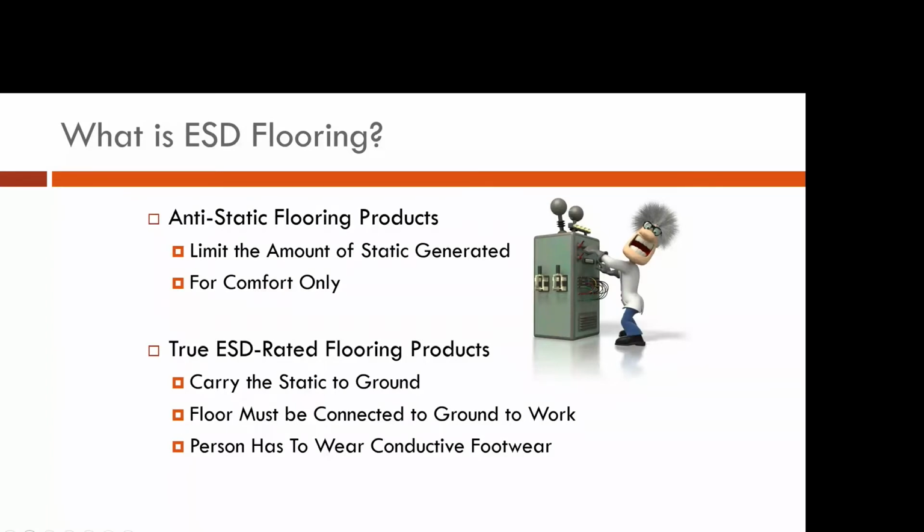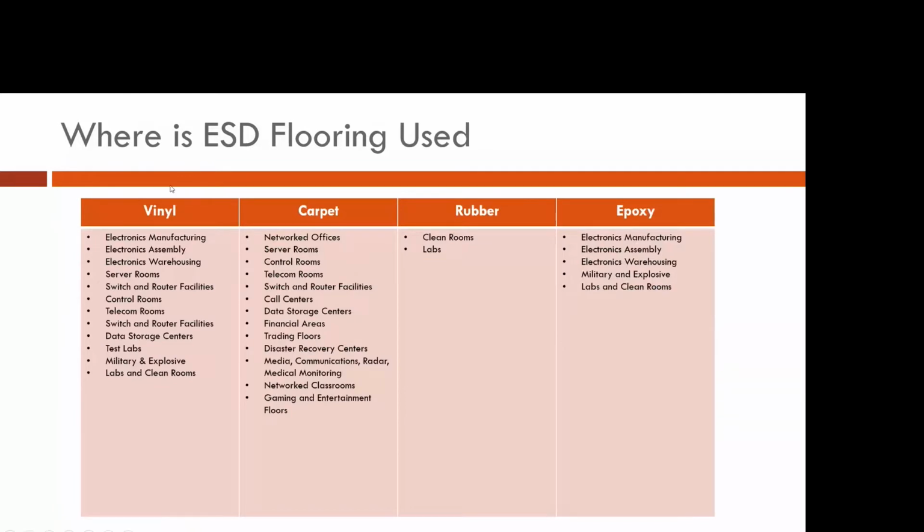ESD flooring is used in a variety of applications and places. Up here, you'll see that there are really four materials that are used to make ESD flooring, and those are vinyl, carpet, rubber, and epoxy. Within each of these, there are different categories, but from a 10,000-foot view, we'll take a look at these four main overlying materials that are used.